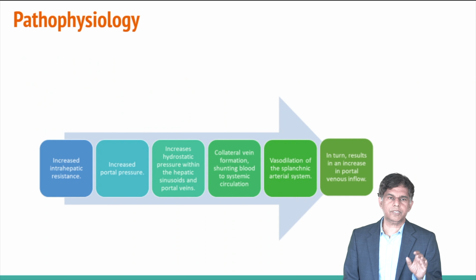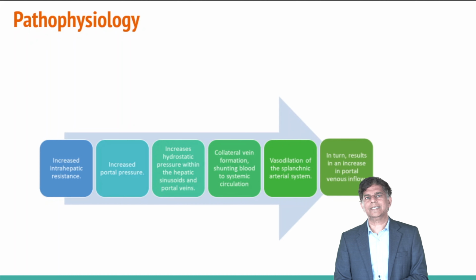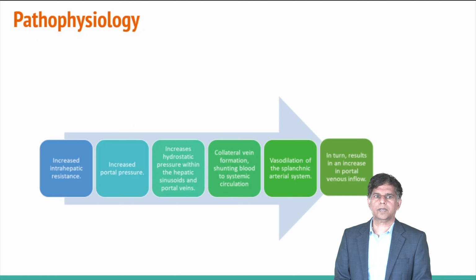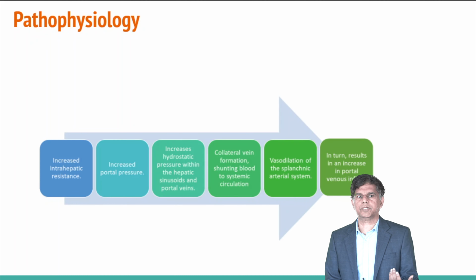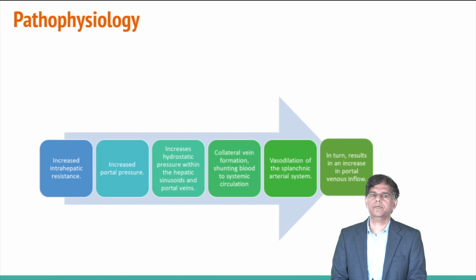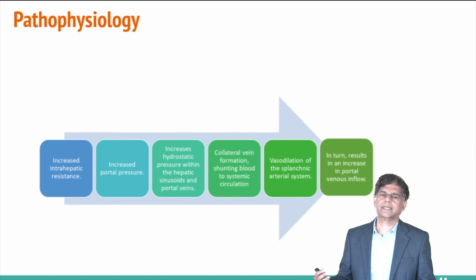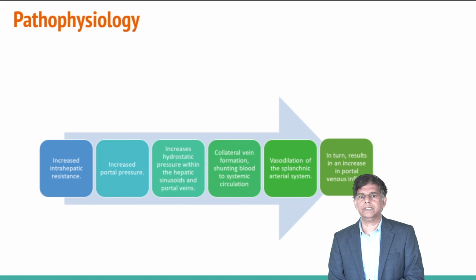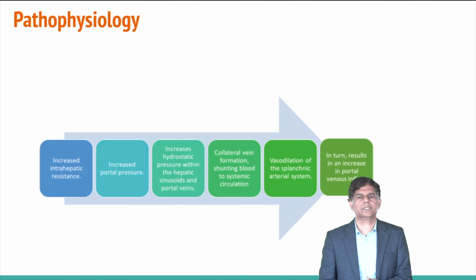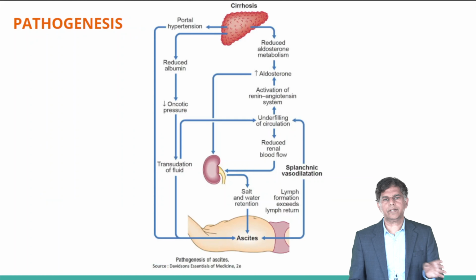And pathophysiology: there is increased intrahepatic resistance, and there will be increased portal pressure and increased hydrostatic pressure within the hepatic sinusoids and portal vein, collateral vein formation, shunting of blood to the systemic circulation, then you get vasodilatation of the splanchnic arterial system, which in turn results in an increase in the portal venous flow.